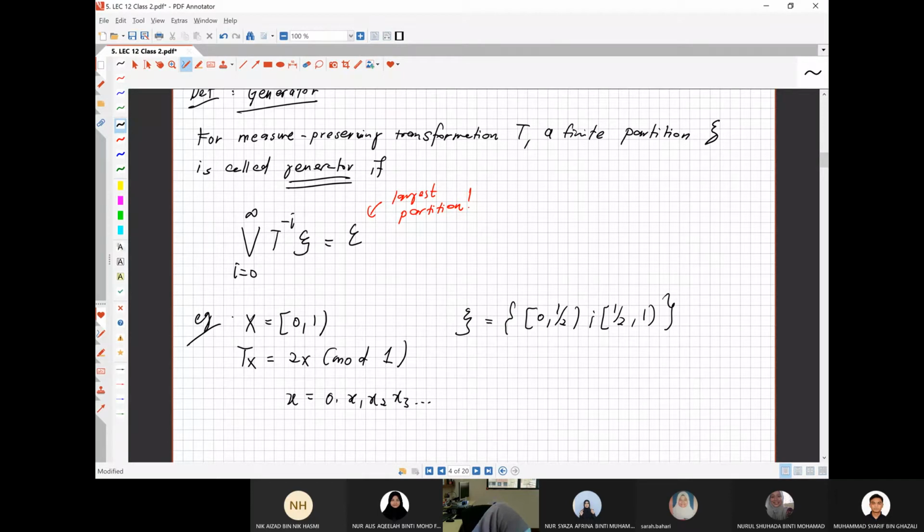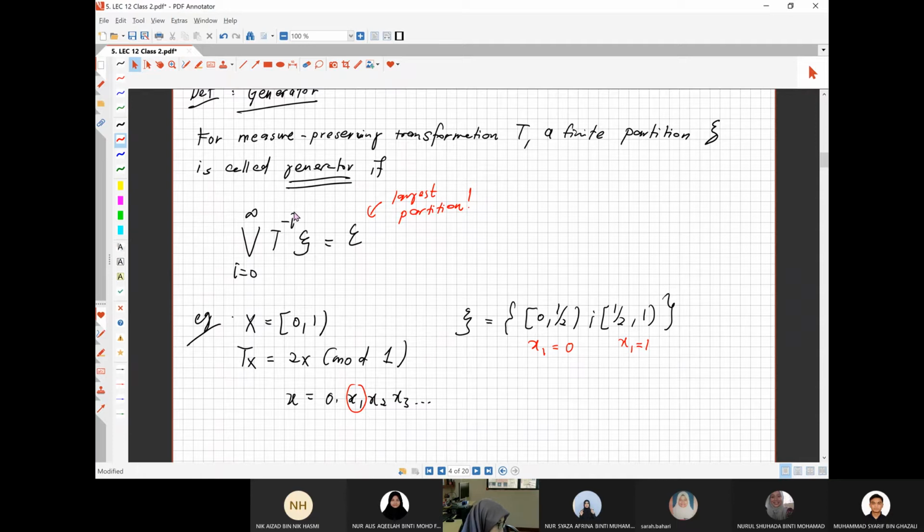Okay. So for this case, since we have two elements in the partition, here in the first digit, x1 is 0. Here in the first digit, x1 is 1. Right? Okay. All right. So now we want to show that the left hand side is equal to the right hand side using this.